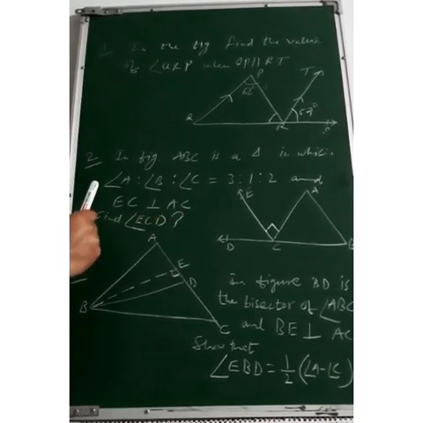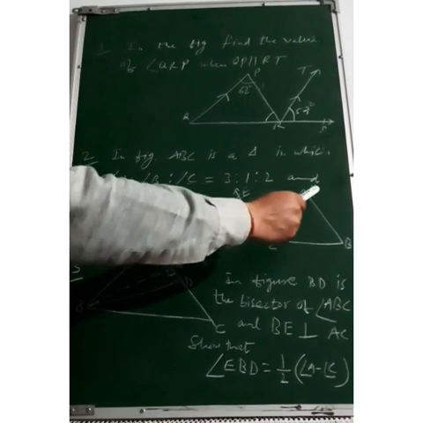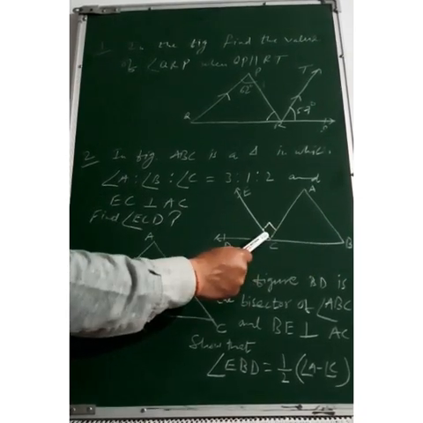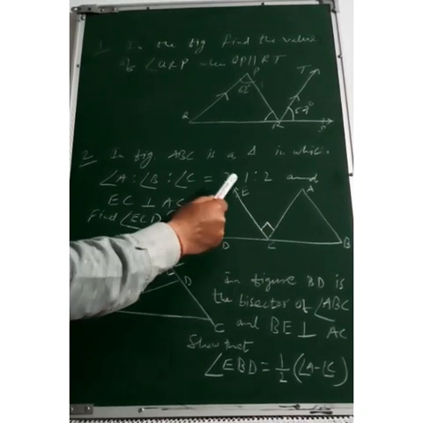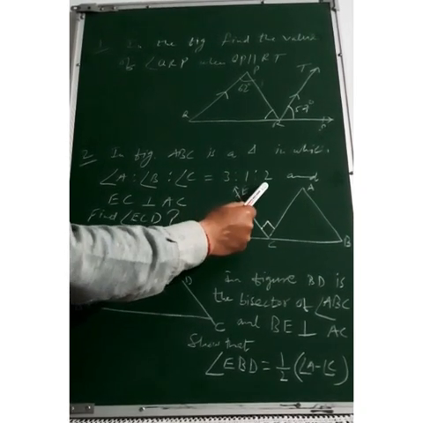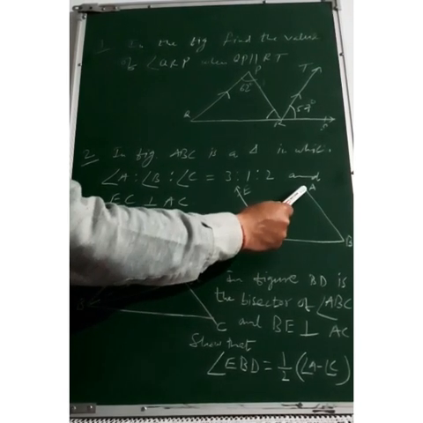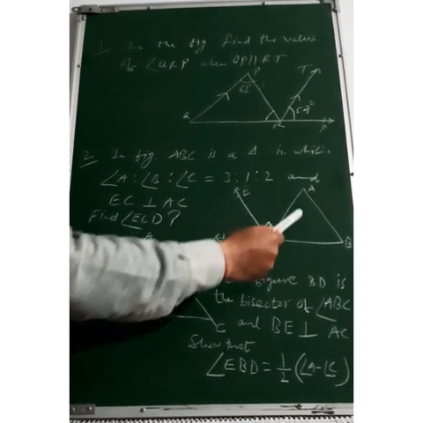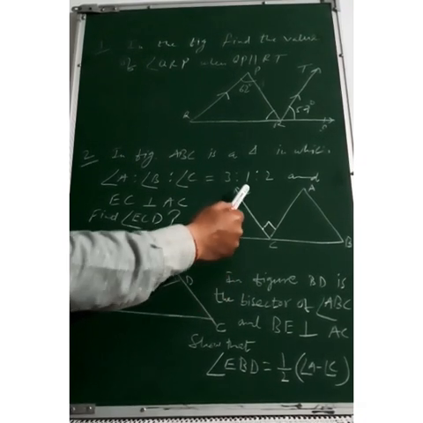The second question for today's assignment is: in the figure, ABC is a triangle. You can see that ABC is a triangle in which the ratio of the three angles A, B, C is given as 3:1:2, and EC is perpendicular to AC. On behalf of this information, you need to calculate the degrees of ECD.